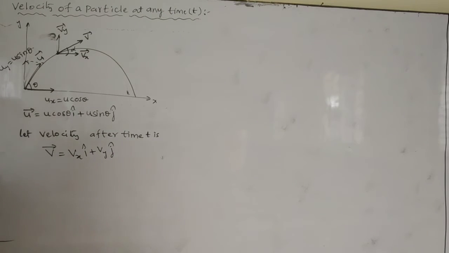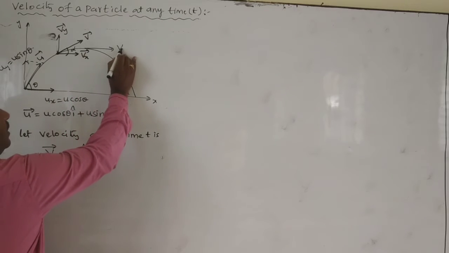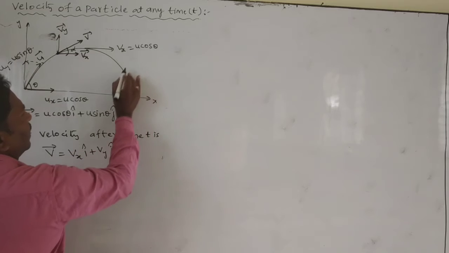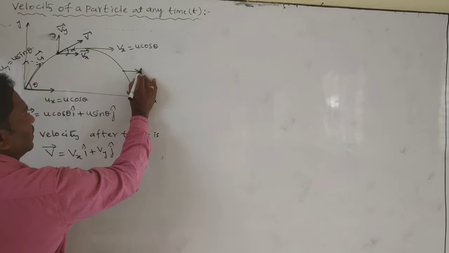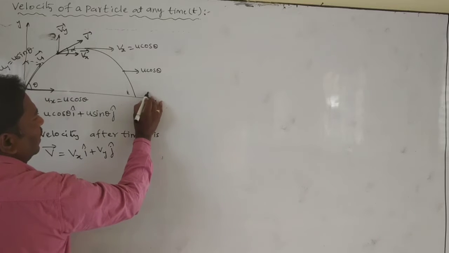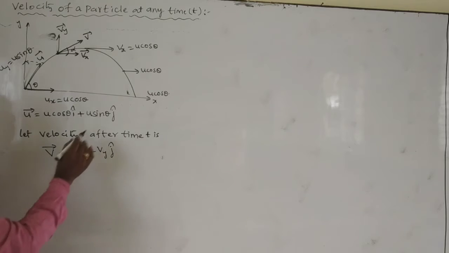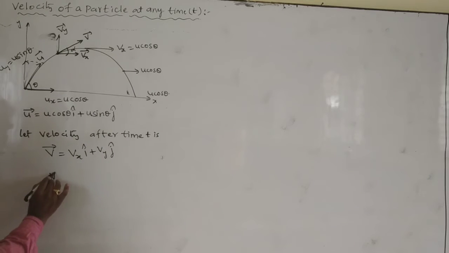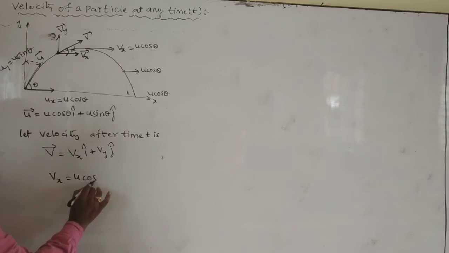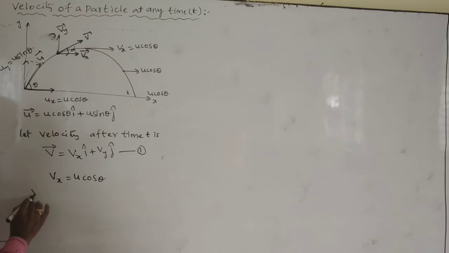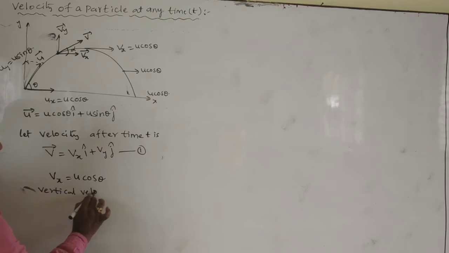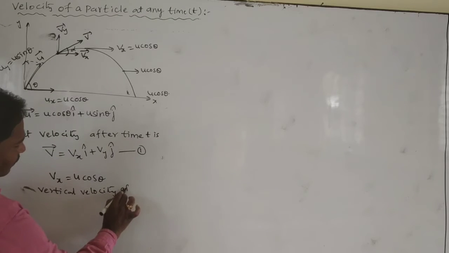Horizontal velocity remains constant everywhere, so vx equal to u cos theta, at every time it's constant. Only the vertical direction velocity changes. Now vx equals u cos theta. Let it be equation number 1. Now the vertical velocity after time t.